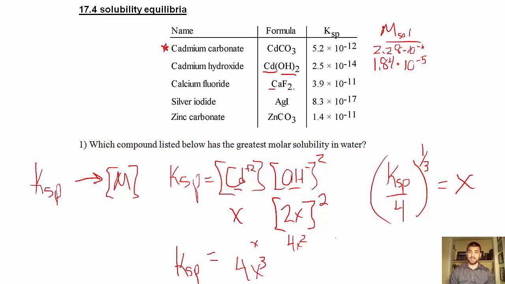And CaF2 is just like that one. We're going to do the same process. We're going to get 2.14 times 10 to the minus 4. AgI is going to be like the first one, where it's x and x, so you just take the square root of Ksp, and you get 9.11 times 10 to the minus 9. And ZnCO3 is going to be like the first one as well. You just need to take the square root of the Ksp, and you get 3.74 times 10 to the minus 6.